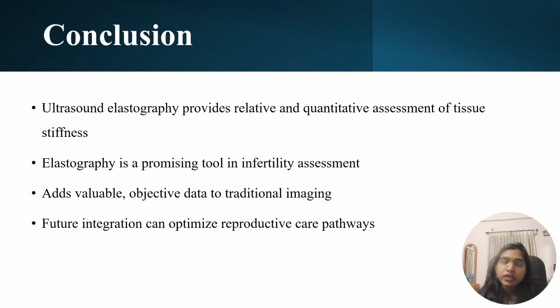So, the conclusion is ultrasound elastography provides relative and quantitative assessment of tissue stiffness. It is a promising tool in infertility assessment. It adds valuable objective data to traditional imaging, and future integration can optimize the reproductive care pathways.